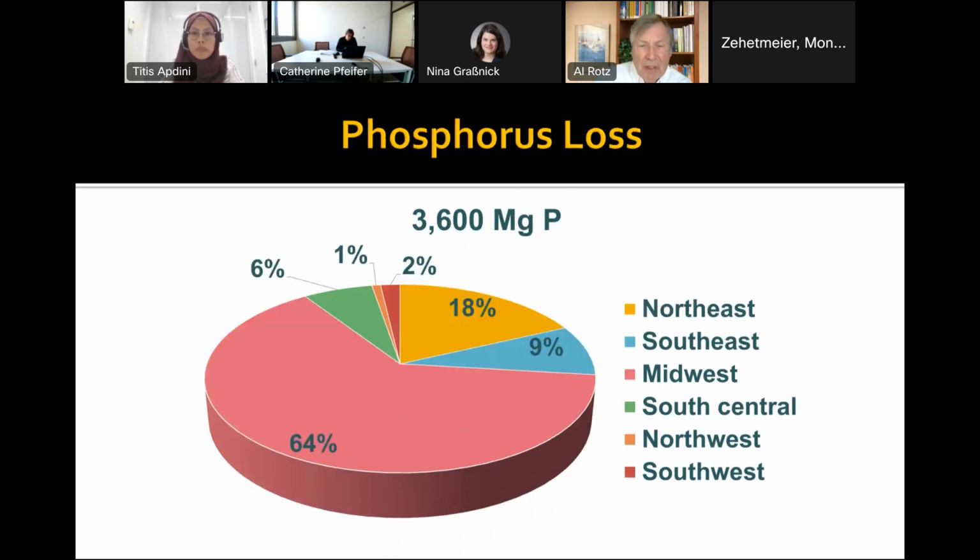And look at phosphorus loss. Again, here the Midwest really comes out as a large contributor due to the fairly wet climate, a lot of precipitation, some flooding events and that sort of thing, a lot of tillage and cropping system, not so much grassland and that sort of thing, which all leads to greater loss.